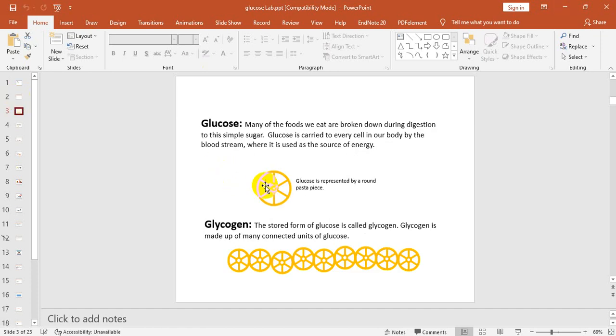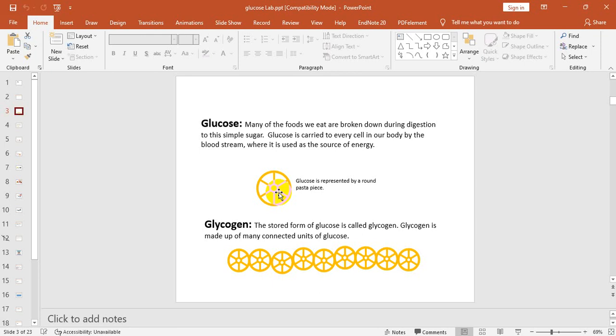This is our glucose. This is a glucose unit. So we represent this as a glucose. Many of the foods we eat are broken down during digestion to this simple sugar, glucose. Glucose, therefore, is carried to every cell in our body by the bloodstream, where it is used as a source of energy.